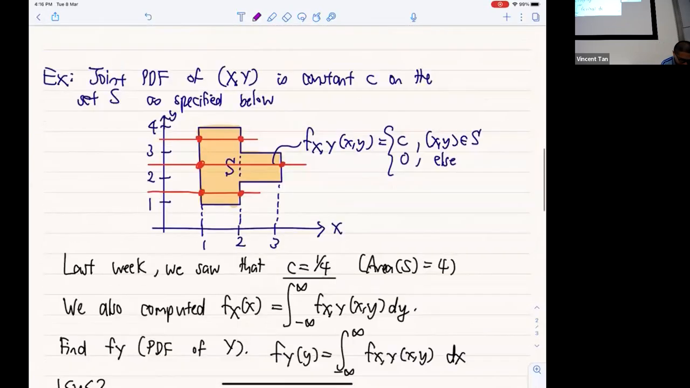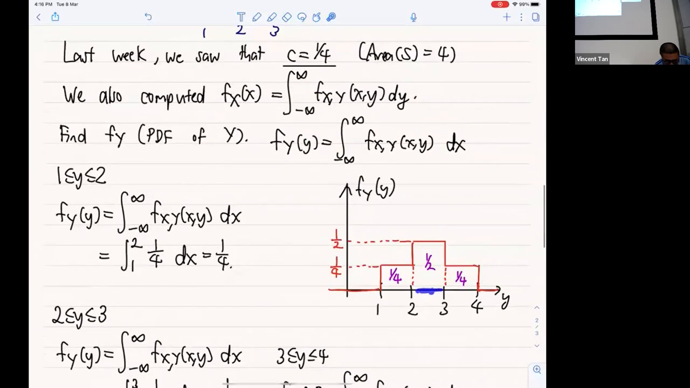You can just look at this picture here. This is the joint density here, all right? You see that if you look in this direction here, when y is between 2 to 3, you are sweeping out a region that is twice as long. So this part here must be twice as tall as the left part and the right part. That's just my observation. That's how I would do it.